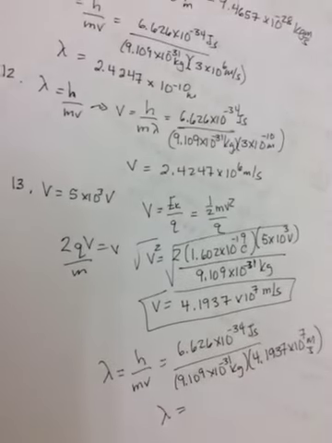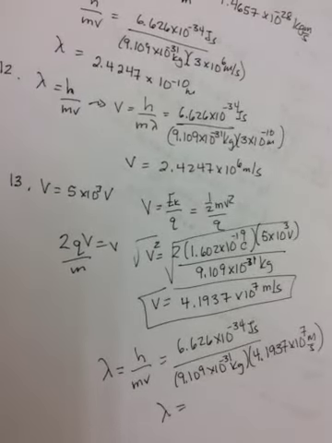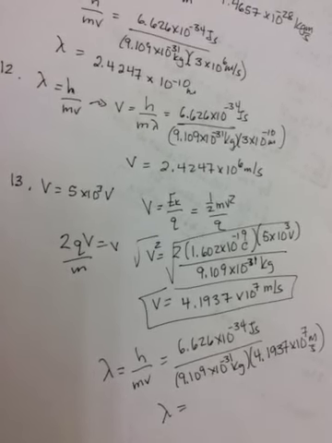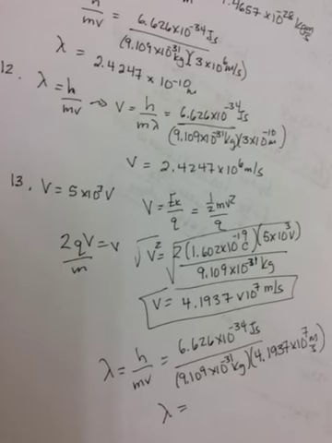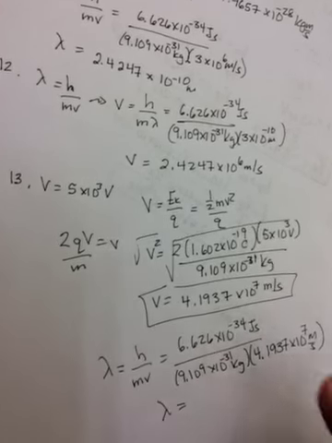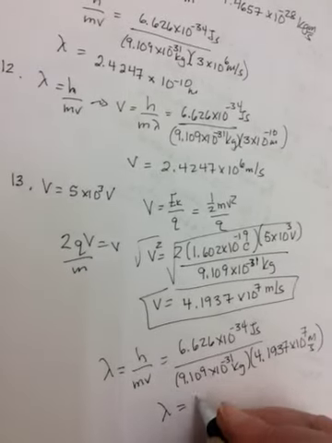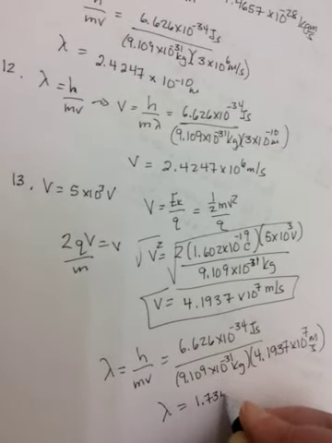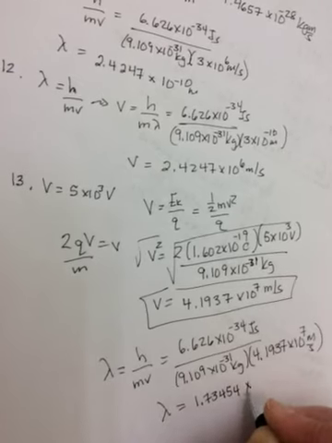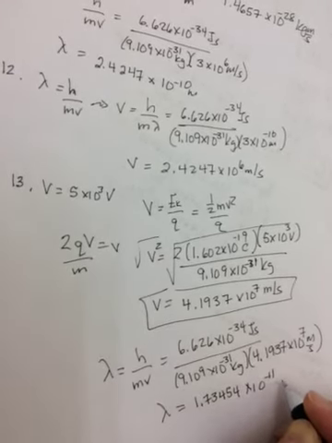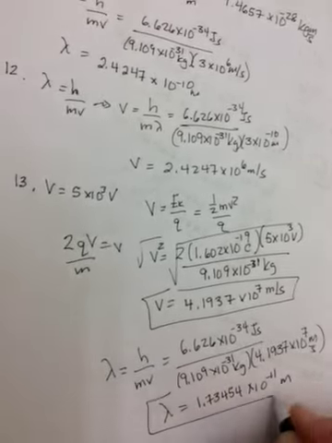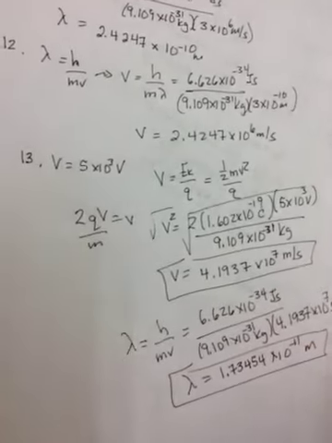Lambda equals 9.109 to the negative 31, 6.626 to the negative 34, and you should get 1.73454 times 10 to the negative 11 meters. Done. Okay, so that was it for your homework.